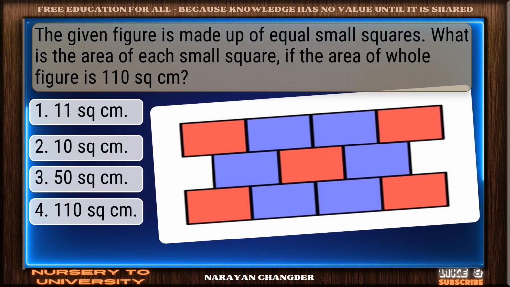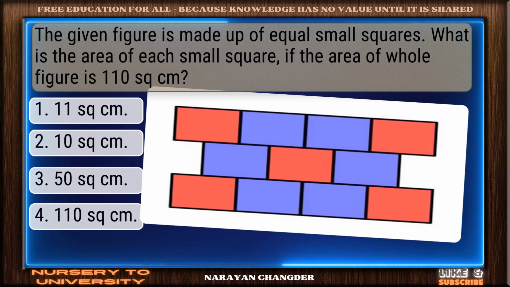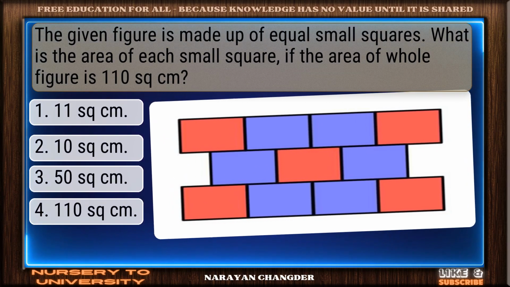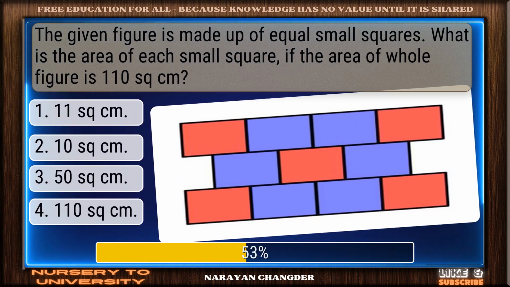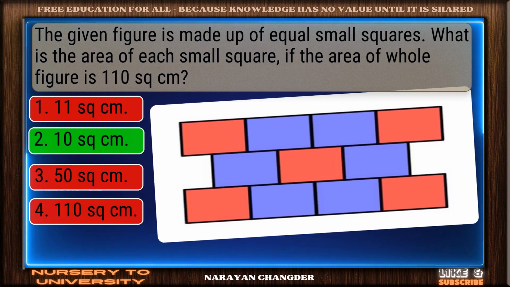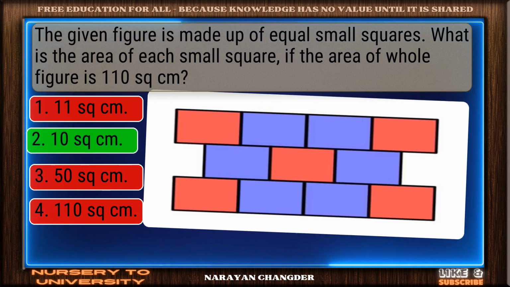The given figure is made up of equal small squares. What is the area of each small square if the area of whole figure is 110 cm? Well reasoned. 10 cm is the correct choice.